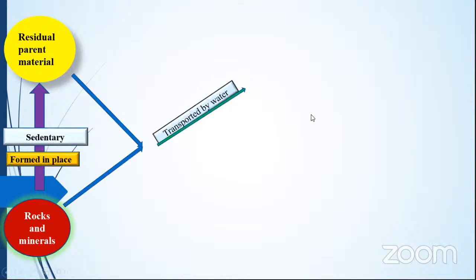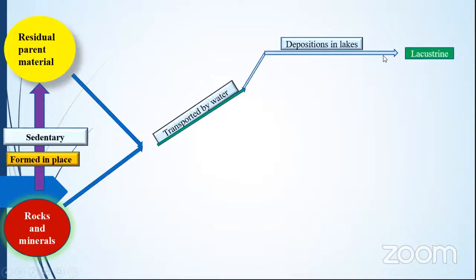So this water-transported parent material we can divide into different types. What is the very first? Deposited in the lakes. If this material transported by water is deposited in the lakes, that parent material or that type of soil is called lacustrine. Remember, students, this is an important base. Please remember this terminology. The soils deposited in the lakes are called lacustrine. And another one is deposited by water streams.